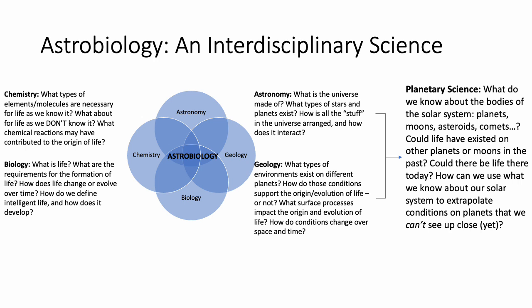One thing that's very commonly studied here at the School of Earth and Space Exploration at ASU is planetary science. Planetary science is basically: what do we know about the bodies of the solar system, planets, moons, asteroids, comets? Could life have existed on other planets or moons in the past, to an extent? Could there be life there today? So planetary science is kind of a subset of astronomy and geology, but also chemistry as well.